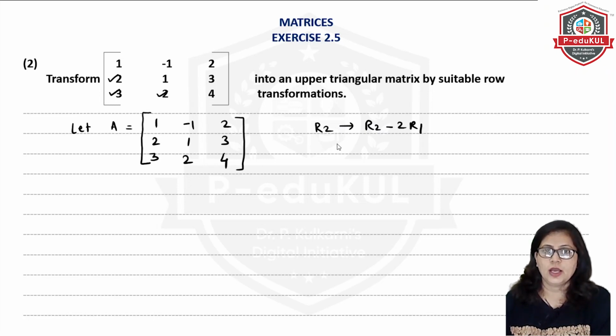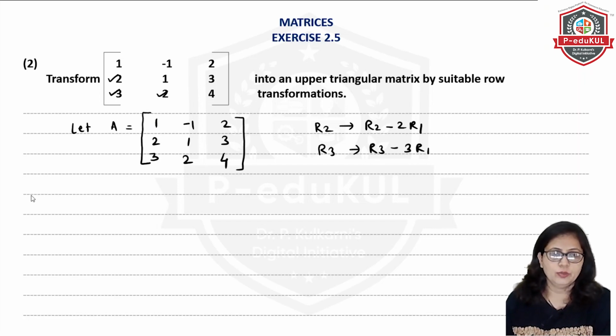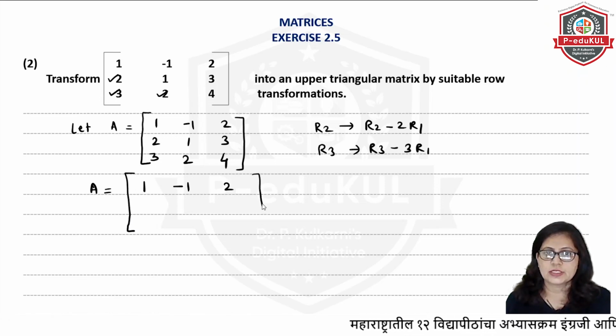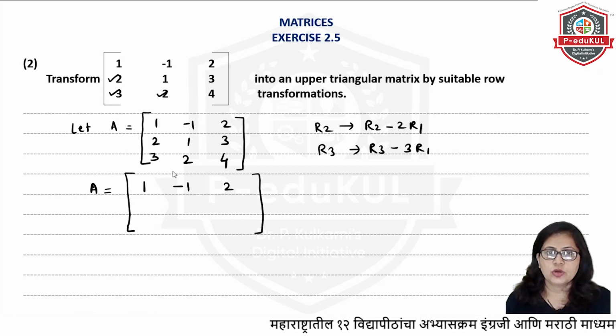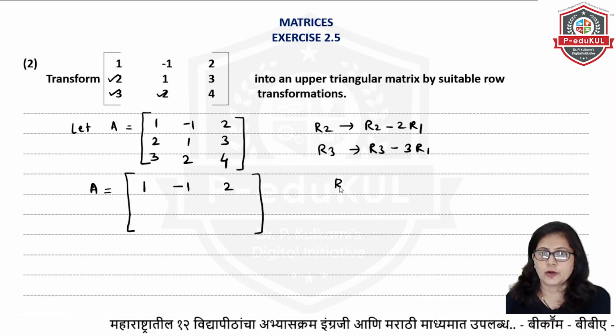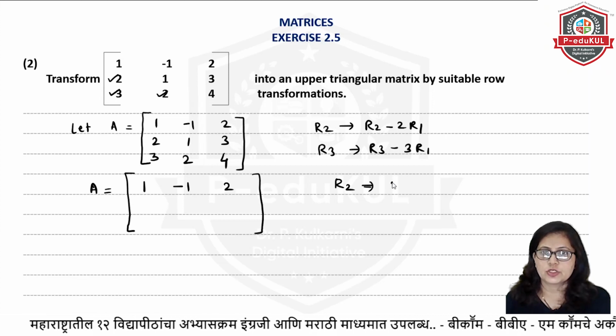Then R3 will change as R3 minus 3 times R1. I am going to change it using this 1. Okay. So my A will now be: R1 is not going to change, so I'll write the elements of R1 as it is, and how will R2 be now? 2 minus 2 into 1. I'll write the calculations here for R2.